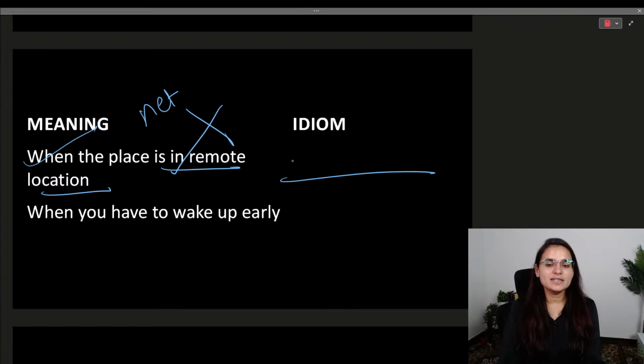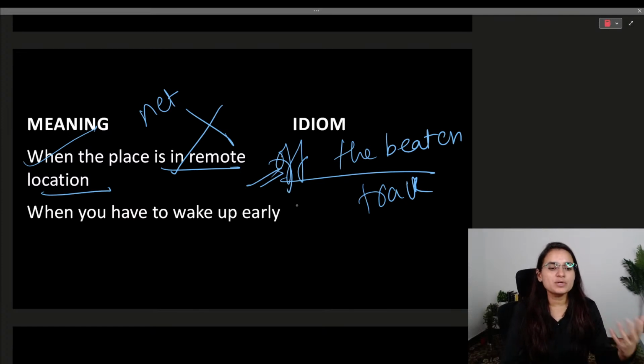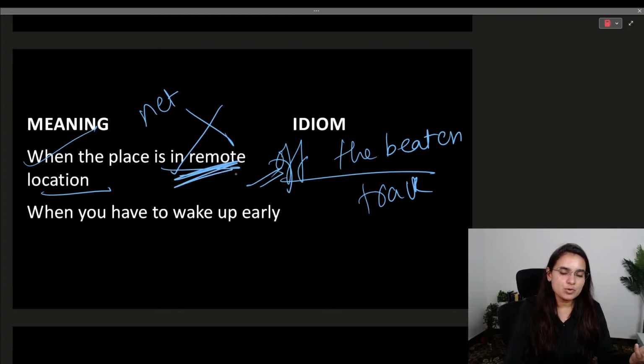The correct answer is, when the location is far away and not many people go there, it is called off the beaten track. My house is off the beaten track. It's in remote areas. I've already said remote, so we have to think of an idiom. Okay? Thank you, Roshan. Thank you so much.